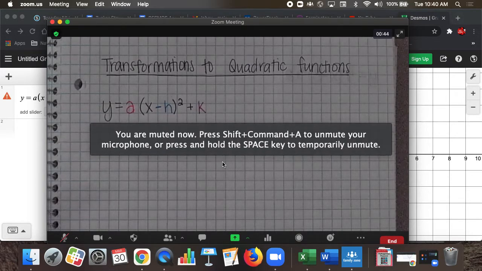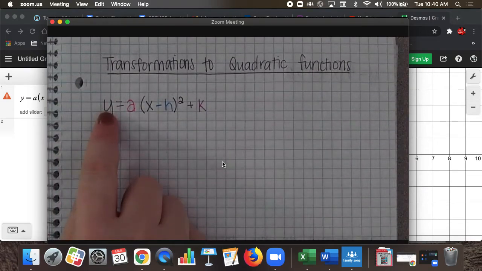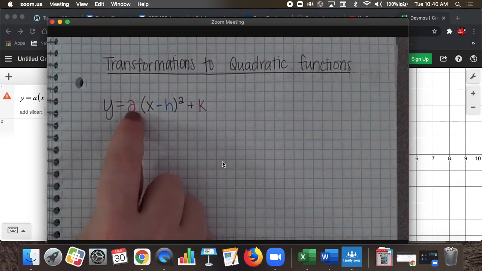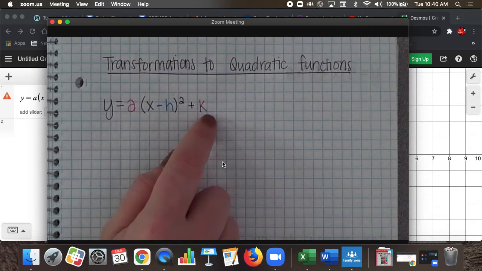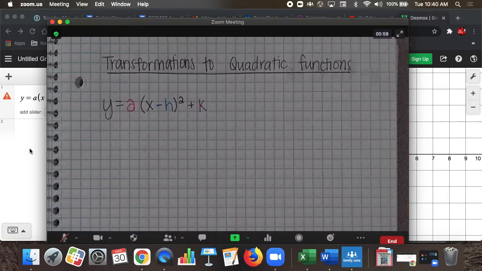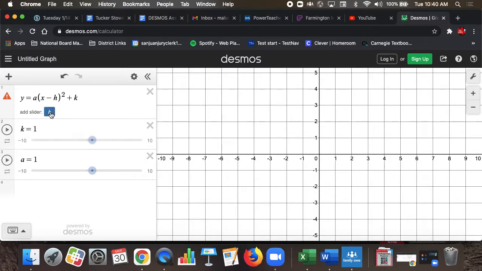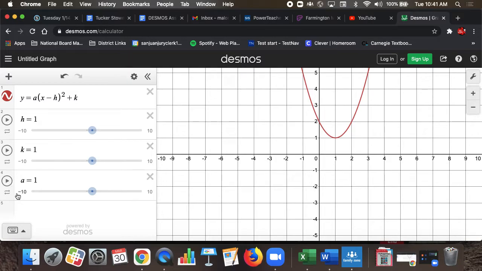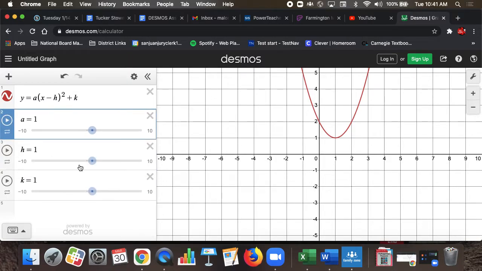To quadratic functions. So if you look, y equals a parentheses x minus h squared plus k. When you were doing that activity on Desmos, notice I just wrote that same equation. Each of these numbers is going to do something different. So let me rearrange that so that it's a, h, and k.